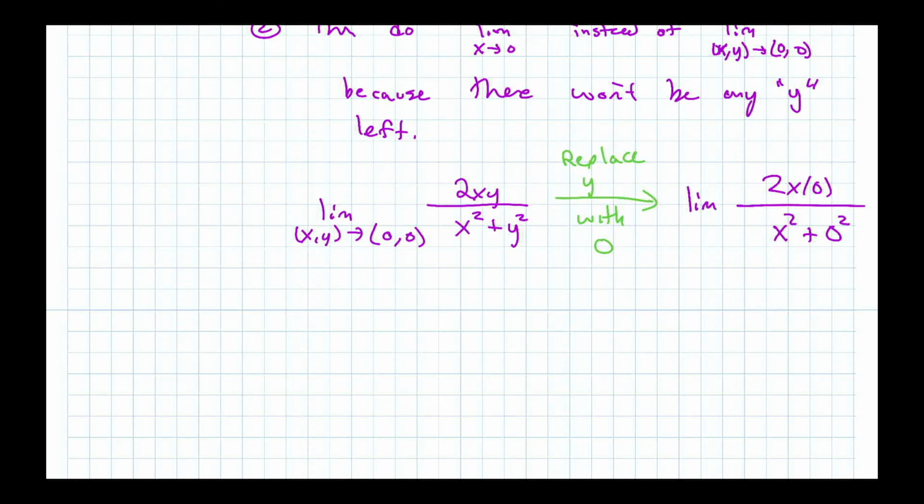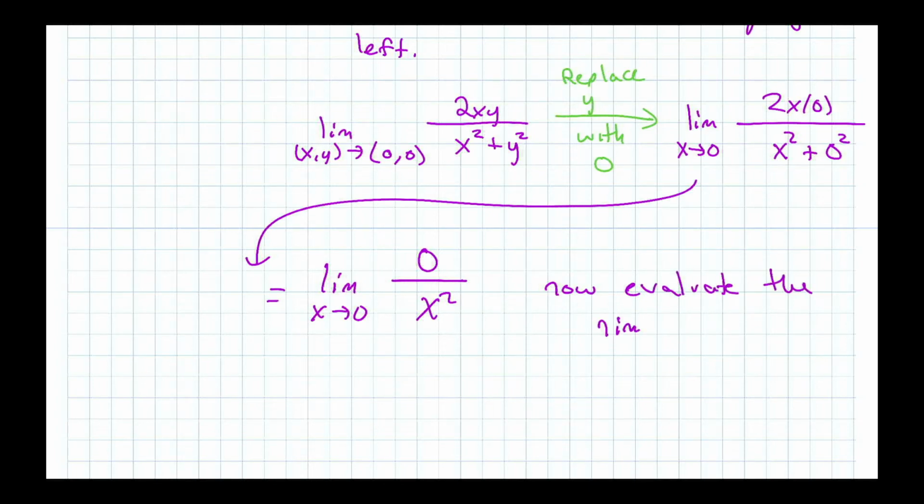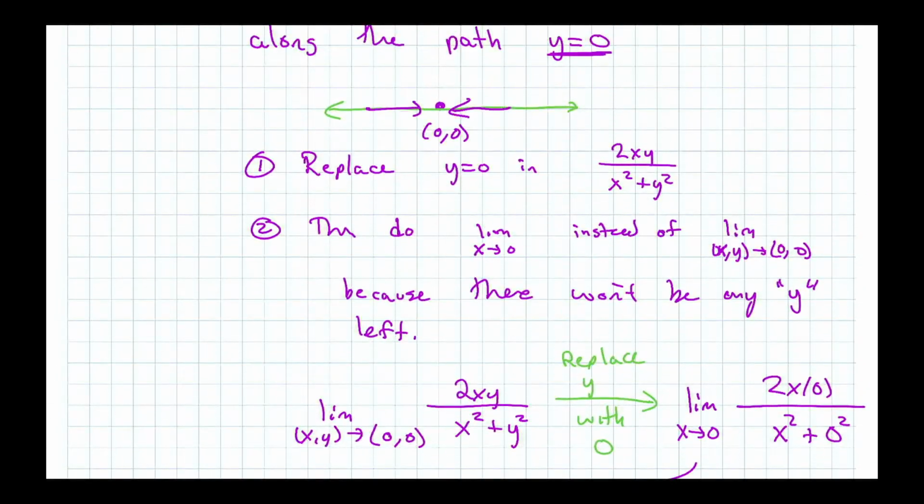So your limit, instead of being (x, y) approaches (0, 0), is now x approaches 0, which is the limit as x approaches 0 of what is it? Well, in the numerator, if you do 2 times x times 0, you have 0 over x squared. And then you just evaluate that using what you know from calculus one. So from calculus one, you would know that the first thing you should do is just work out this fraction here, 0 over x squared, which is the limit as x approaches 0 of 0. And then of course, that's just 0. So you get 0. Okay, so that's how you approach along a path like this.